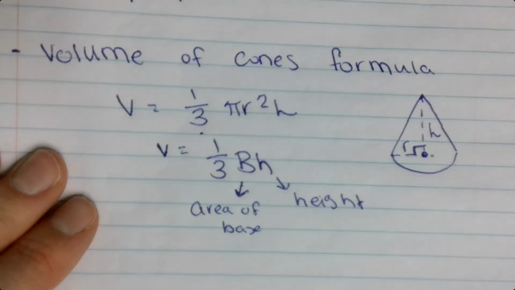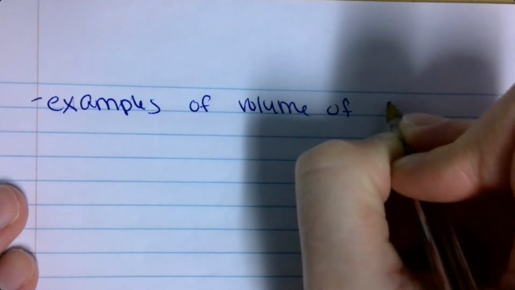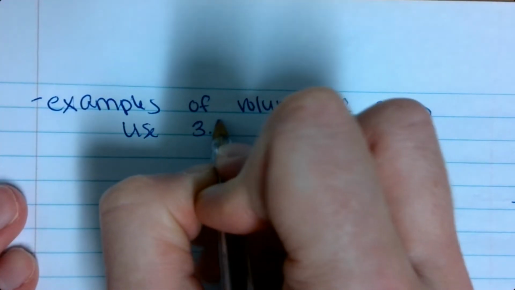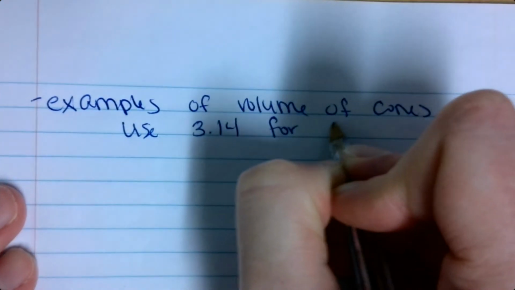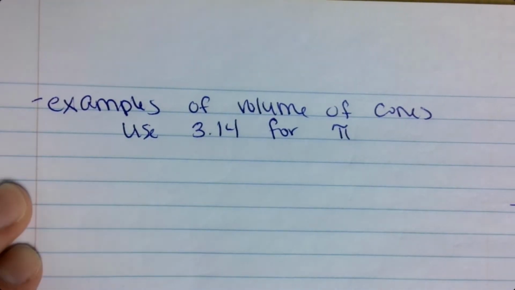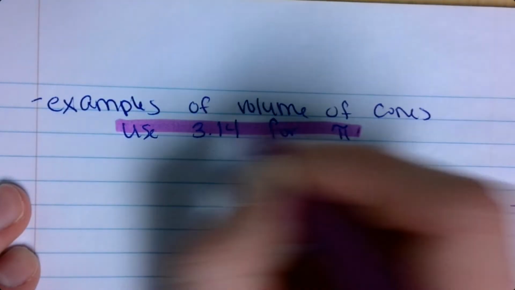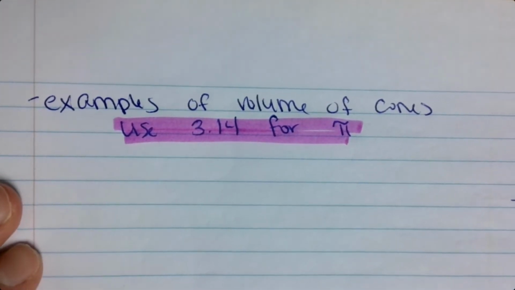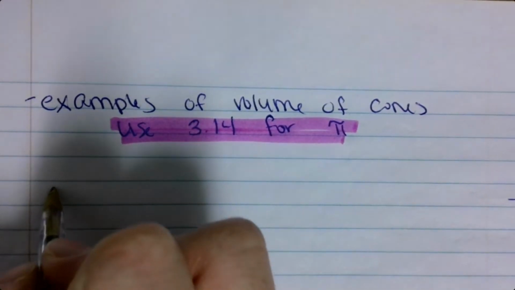So let's do some examples. So, examples of volume of cones. And this is going to, again, be use 3.14 for pi. Use 3.14 for pi. Now this you're going to actually have to, what's the word? Round, which sometimes is a struggle for us. So let's see how we do.